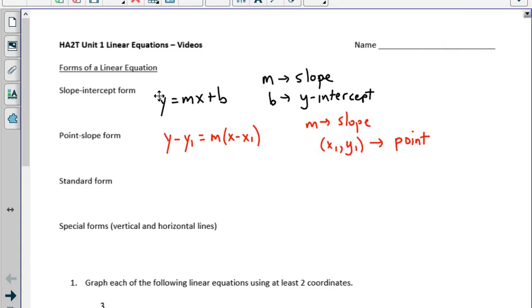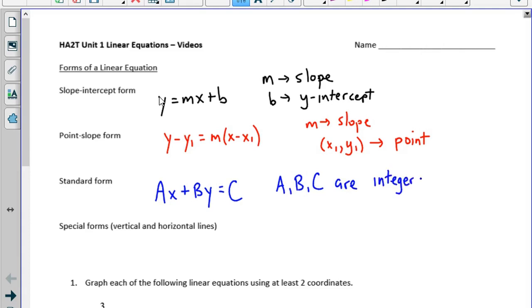Finally, we have standard form, and standard form takes the form ax + by = c, where a, b, and c are all integers. And some textbooks require a to be greater than 0, or a to be positive, as long as a exists. As long as a is non-zero, they require it to be positive. However, I'm not necessarily nitpicky on that sort of thing.